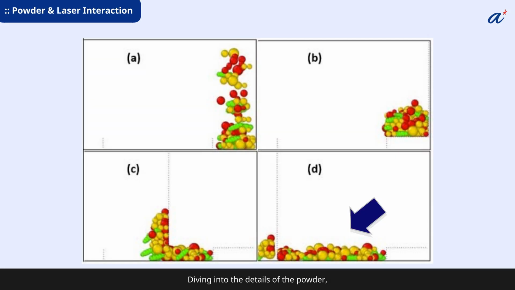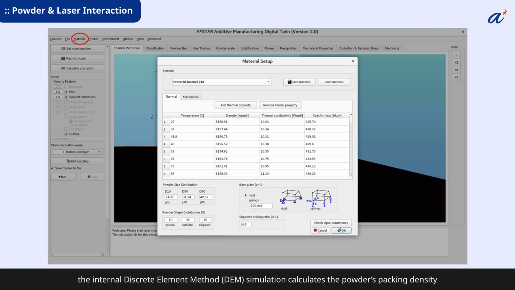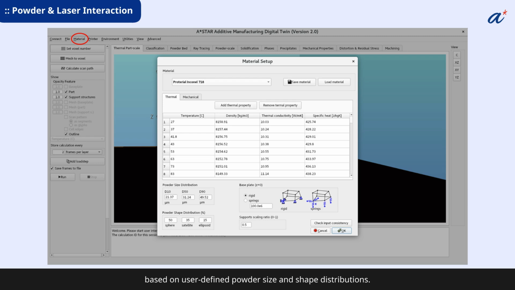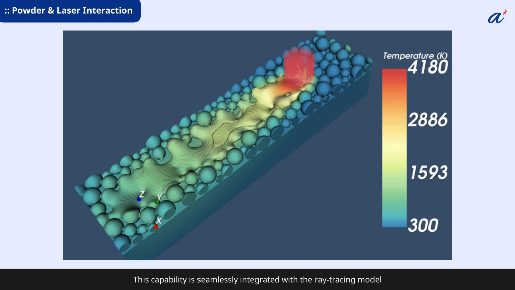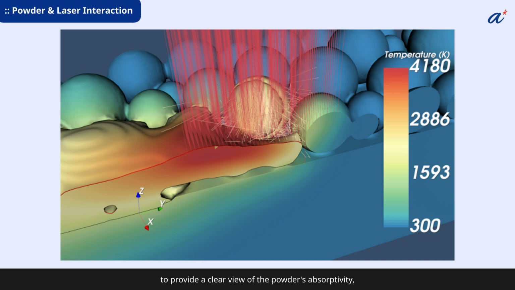Diving into the details of the powder, the internal discrete element method simulation calculates the powder's packing density based on user-defined powder size and shape distributions. This capability is seamlessly integrated with the ray tracing model to provide a clear view of the powder's absorptivity, offering insights into how each specific powder batch interacts with the energy source.